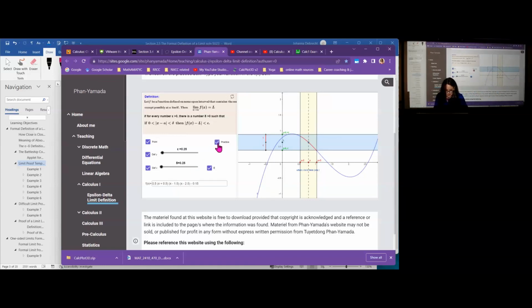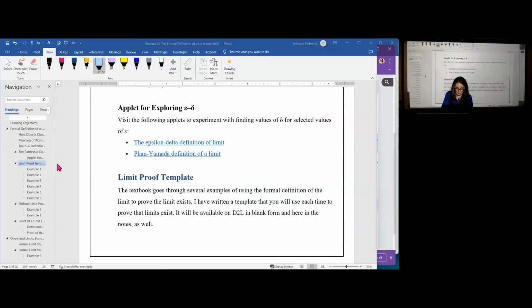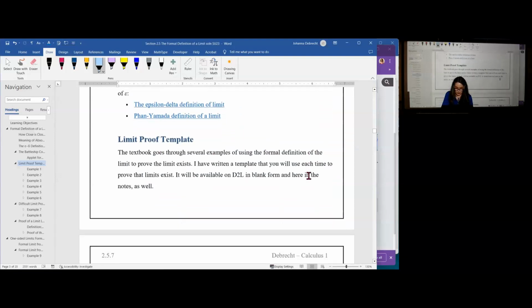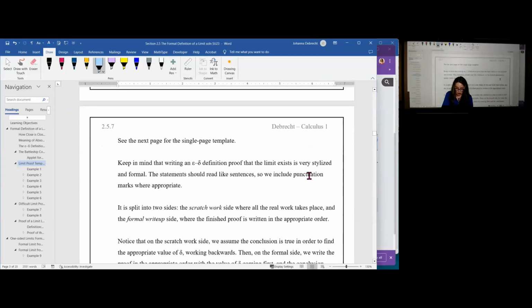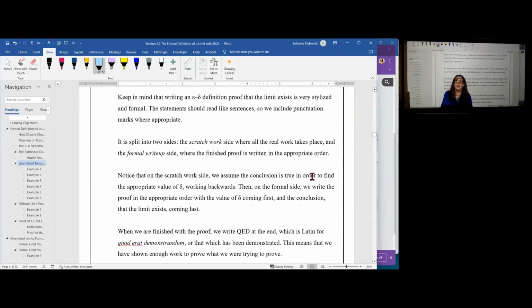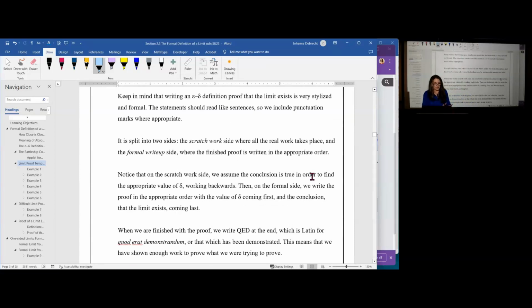You can practice using this if you want with different functions. You can see now the function down here. So you can put in different functions, which may help you when you're trying to find the value of epsilon on the homework. Let's now come back and go through the template that I've created to help you learn how to write the epsilon delta proof.